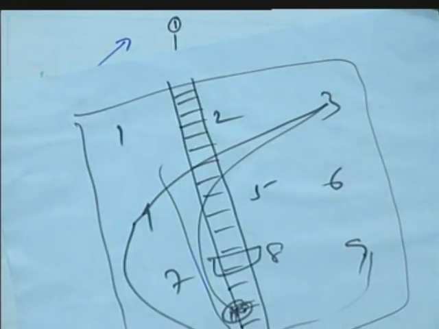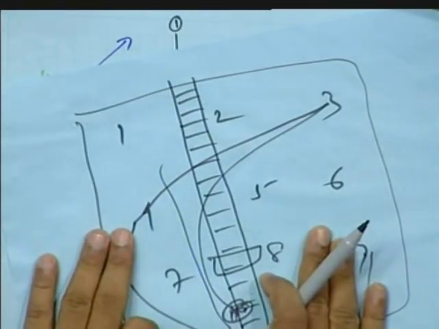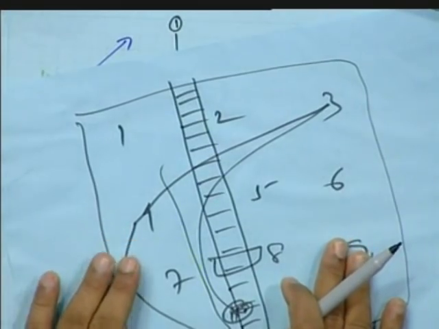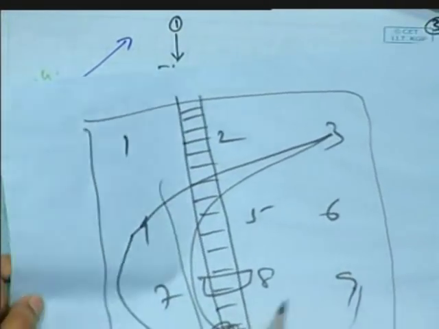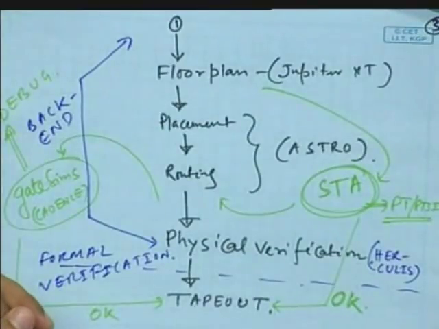Okay. So if it is routable, if it is not congested, then once the placement is over, routing is over, what you do is basically physical verification. During physical verification, say you are using a 180 nanometer technology of National Semiconductor. So you will be using the National Semiconductor fab. So they will have certain kinds of rules.